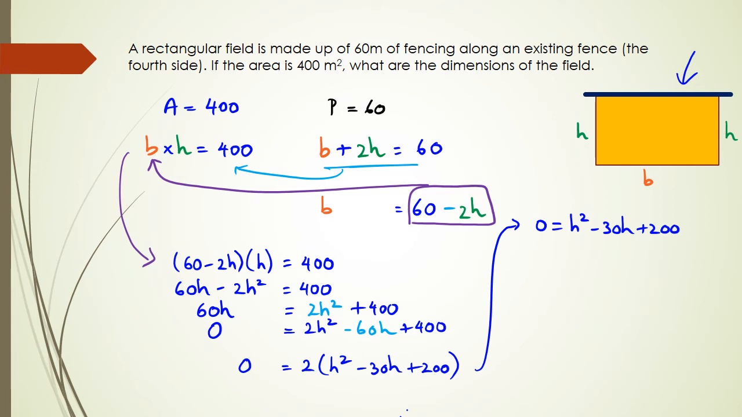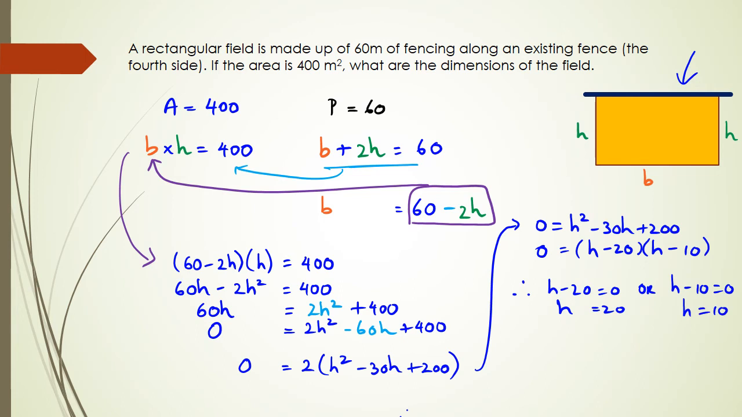So at this point, I'm looking for two numbers that actually multiply to 200 and add up to minus 30. So in this case, I'm going to get it as h minus 20 and h minus 10, because negative 20 times negative 10 is 200, and negative 20 and negative 10 is actually equal to negative 30. Okay, so at this point, I can actually say, therefore, h minus 20 is equal to 0, or h minus 10 equals 0. So when I do this, my first answer is h is equal to 20, and my second answer is h is equal to 10. Okay, that seems a bit weird, or is it?